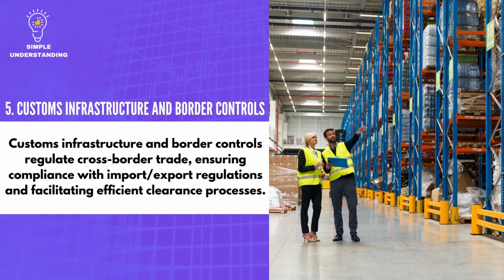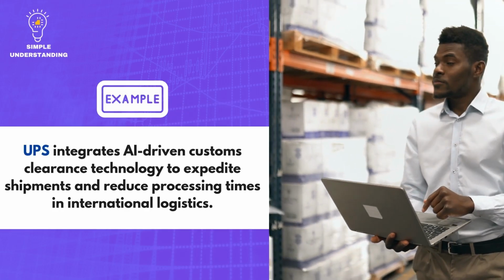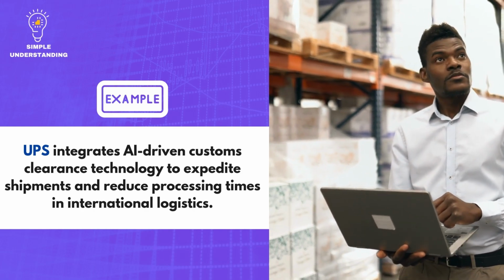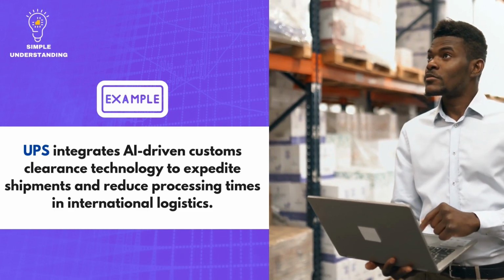5. Customs infrastructure and border controls. Explanation. Customs infrastructure and border controls regulate cross-border trade, ensuring compliance with import-export regulations and facilitating efficient clearance processes. Real company example. UPS integrates AI-driven customs clearance technology to expedite shipments and reduce processing times in international logistics.